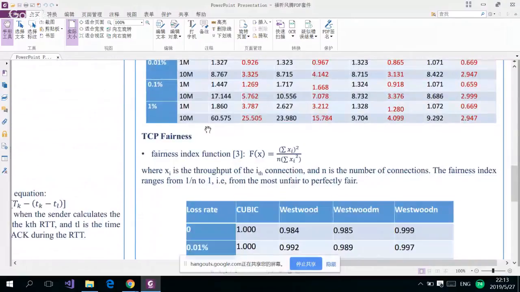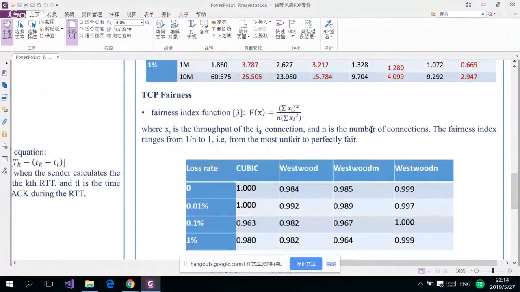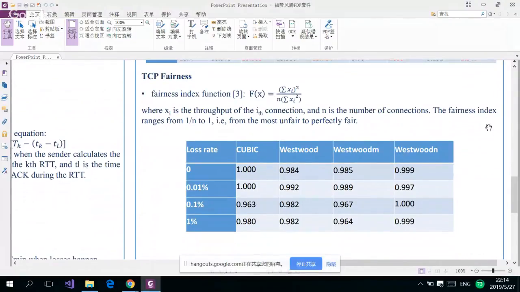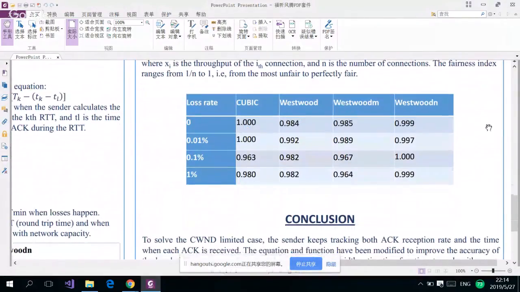As for TCP fairness, the fairness index function has been used. F(x) is equal to the square of the sum of xi divided by n times the sum of the squares of xi, where xi is the throughput of the ith connection and n is the number of connections. The fairness index ranges from 1/n to 1, i.e. from the most unfair to perfectly fair. The results show that both Westwood M and Westwood N can achieve fairness.